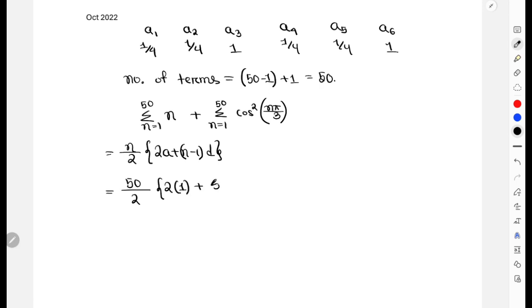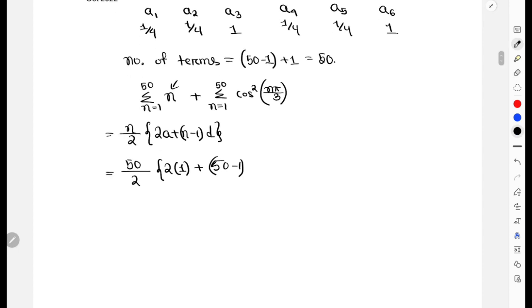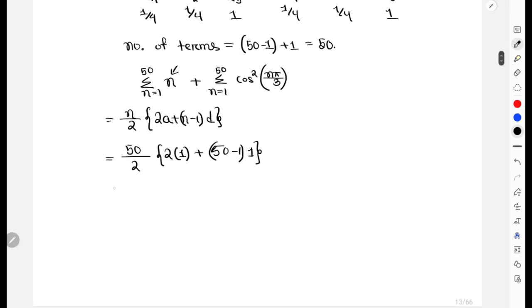In here we have 50 minus 1. The difference is also going to be 1, because in this part, n equals 1, n equals 2, n equals 3, the difference is always 1 for this part of the series. So the difference is again 1. If you calculate this, that is 25 times 2 plus 49, 2 plus 49 is 51, and 51 times 25, you are getting 1275 from this half of the expression.